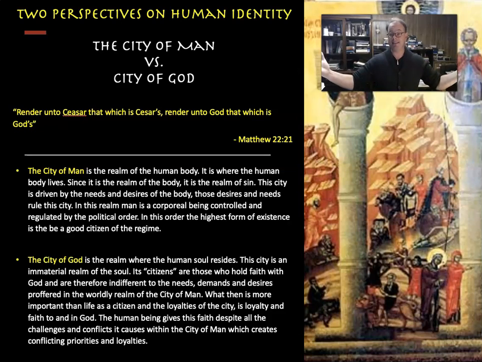Okay, so the city of man, what does he mean by that? I mean, he literally means the city, like civitas. It's the realm of the human body. It's where human bodies live. And since it's the realm of the body, it's the realm of sin. And therefore, if it's the realm of the body, the city is driven by the body and its needs and desires. And those needs and desires rule the city. In this realm, man is a corporeal being controlled and regulated by a political order. And in this order, the highest form of existence is to be a good citizen of the regime.